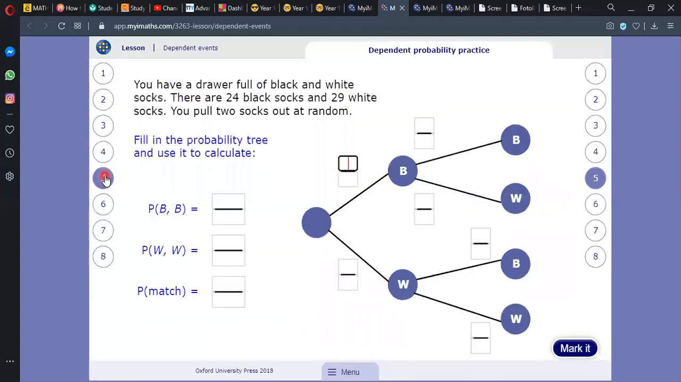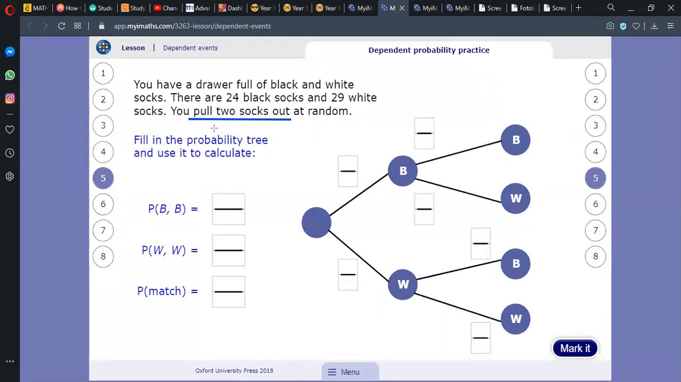So let's move on. Over here, we want to see how we can use a drawer full of black and white socks. Now there are 24 black socks and 29 white socks. You pull 2 socks out at random. Now, guys, take note of this. What they mean here, so that we can have a proper understanding of what we are dealing with, by saying you pull 2 socks out, they've gone beyond telling us that it was done with replacement or without replacement. But take note, guys, the questions I'm going to be asking you will definitely identify whether it was done with replacement or without replacement. You need to take note of those two things.